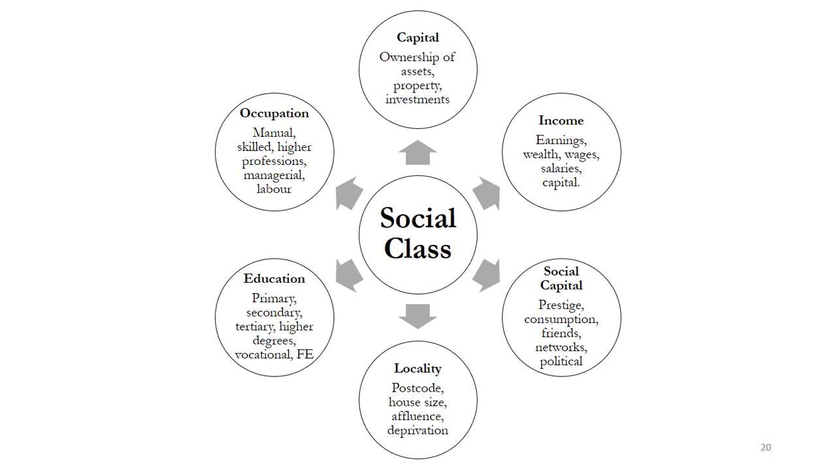But there are other dimensions to social class also. Social class is not just occupation, it can also be things like prestige. The way that we differentiate between individuals and our peers can sometimes be on the basis of consumption. Do people own expensive objects? Are they friends with particularly influential or powerful people? An example of the social capital component of social class would be something like Instagram influencers.